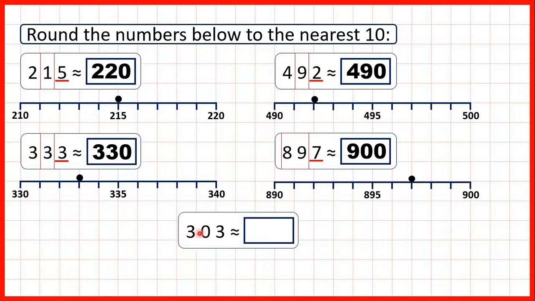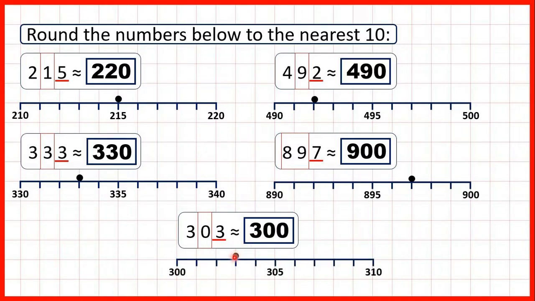Finally, we have 303. To round to the nearest 10, we find our tens digit and underline the place value to the right. If it's 4 or less, like it is here, with a 3 in the ones, we round down. So that means the digit we've circled stays the same. Digits to the left always stay the same, digits to the right turn into zeros, so we get 300. 303 is closer to 300 than it is to 310, so that's why we round down.